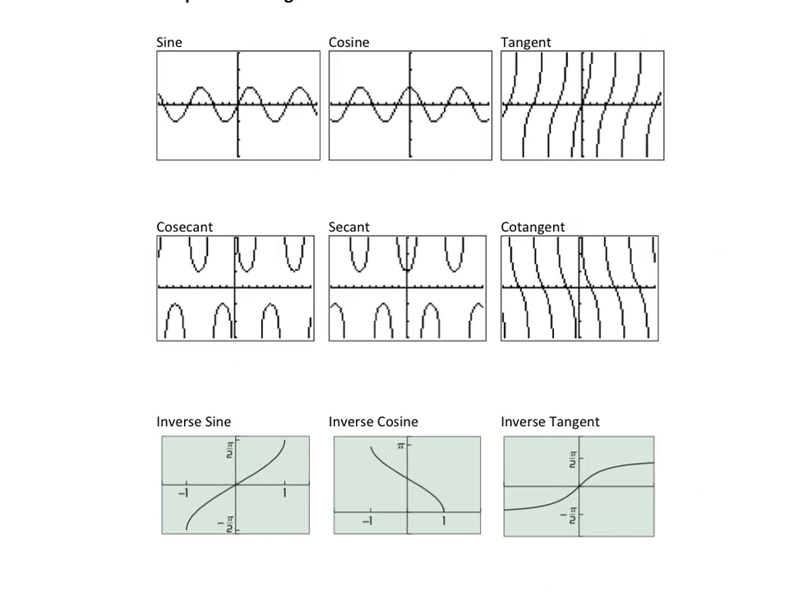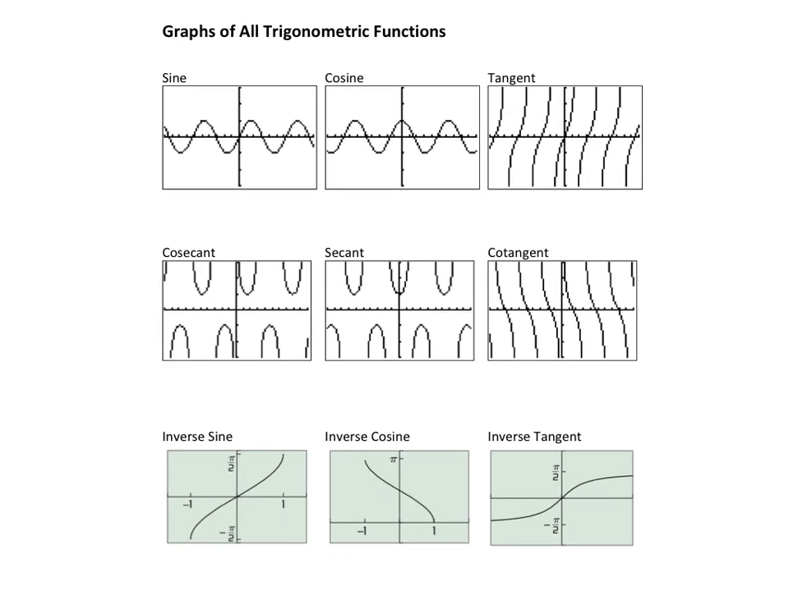Last thing here, I just thought it would be nice to have pictures of all of the different functions that we've been using. This is just a reference page for you. So you have nice pretty graphs for sine, cosine, tangent, cosecant, secant, and cotangent, and then our inverse functions. So that's just a reference sheet for you to get used to what the shapes look like for all of them.